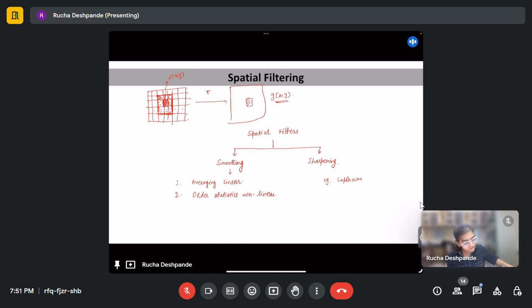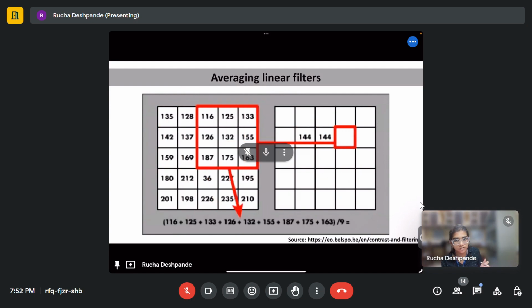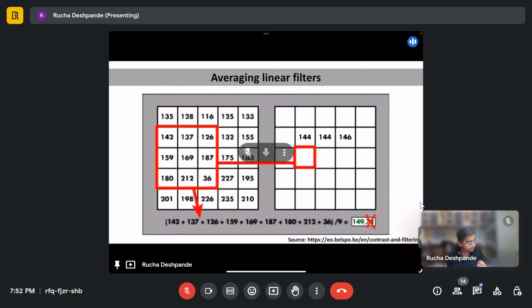In averaging linear, this is like convolution, and in non-linear we have filters like max, min, or median. Here it's mean, for example. Let's look at one example and then we'll see. Are you able to see the animation? This is an example of an averaging linear filter.